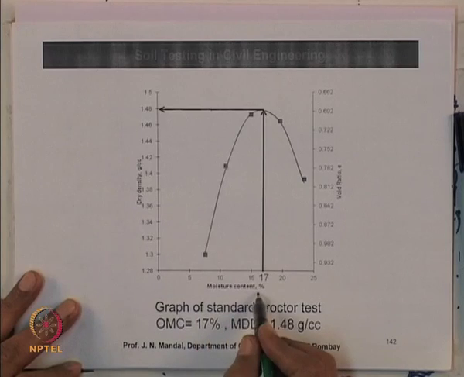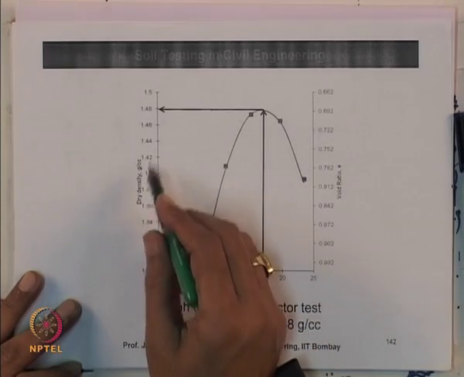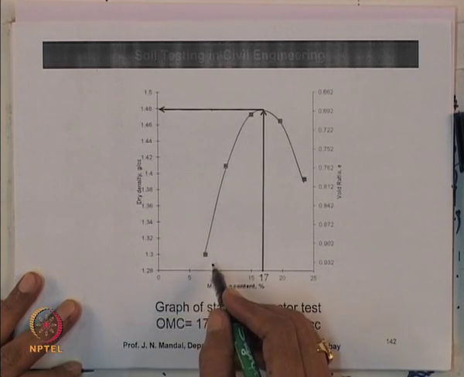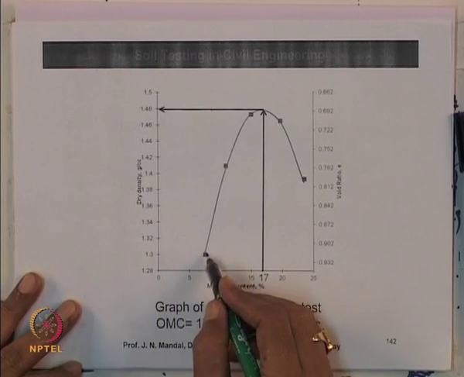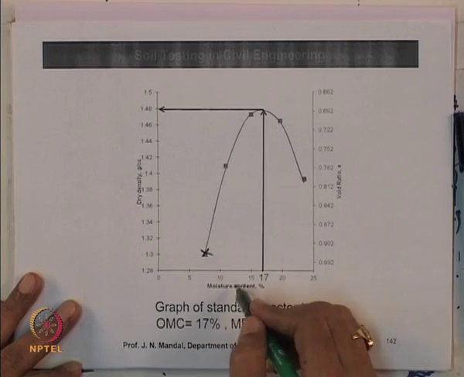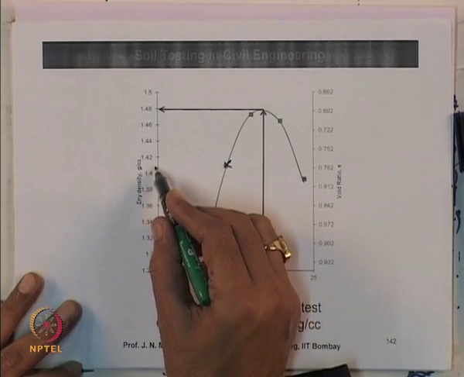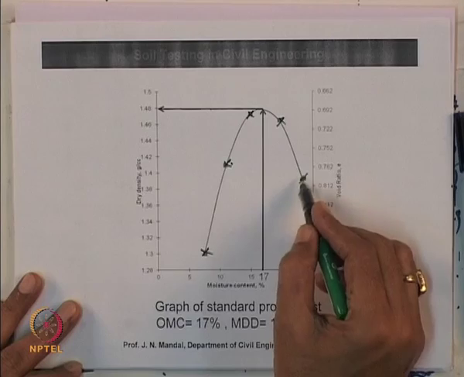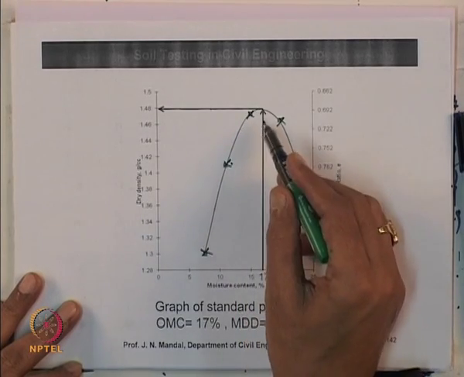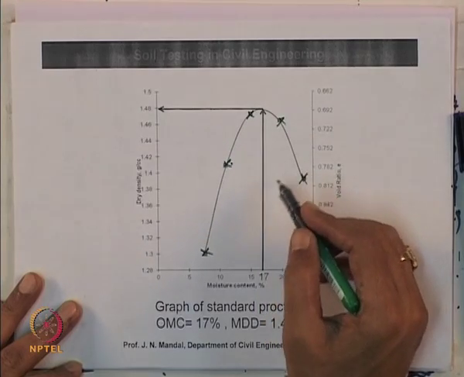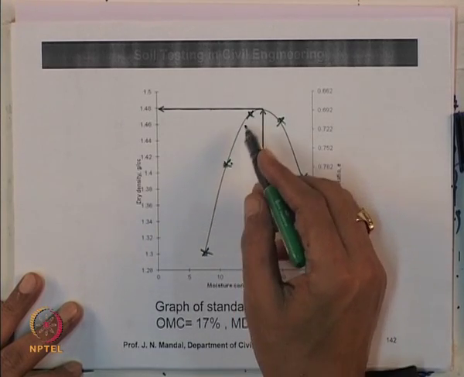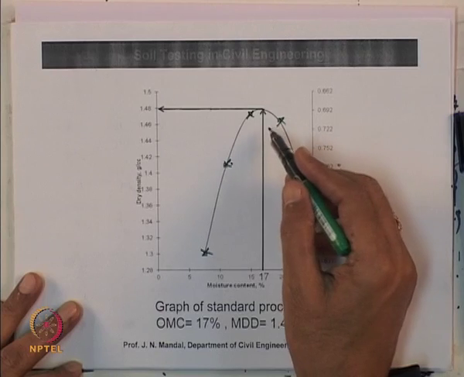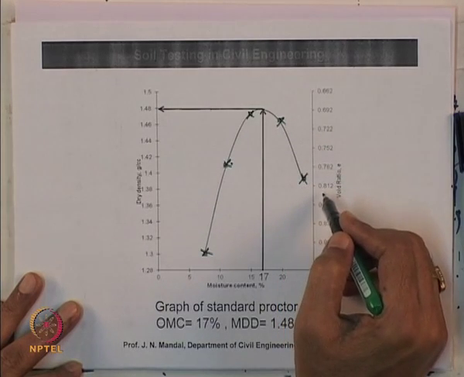This x axis is the moisture content in percentage and y axis is the dry density, in gram per cc. So, for any moisture content value, you know what is dry density. So, you can fix up dry density. Similarly, for another moisture content, you can determine what will be the dry density. So, you can get these points for the different moisture contents. Initially, as moisture content is increasing, dry density is increasing. After reaching the optimum value, the dry density is decreasing and moisture content is increasing.